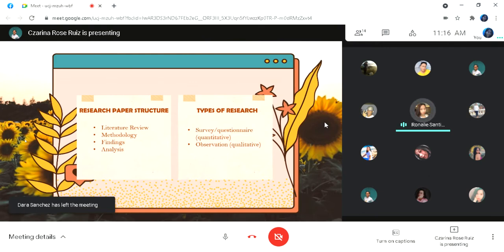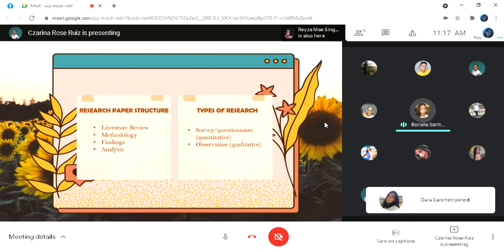So for our research paper structure, we have here our literature review. Where can we find the literature review? It is located in chapter 2 of our research paper. A literature review is a survey of scholarly sources on a specific topic. It provides an overview of current knowledge, allowing you to identify relevant theories, methods, and gaps in the existing research.